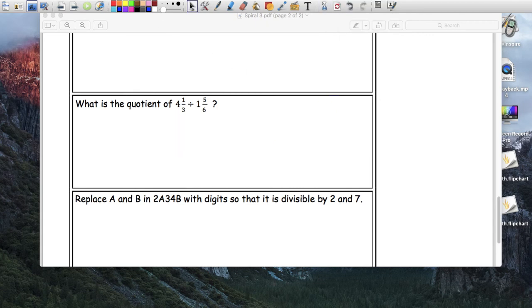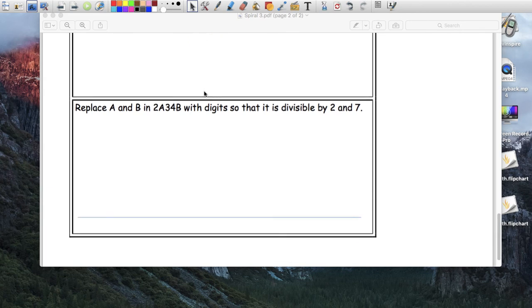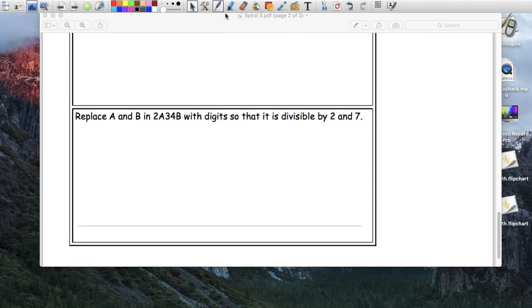And finally, our last problem. Replace A and B. So we have a number that looks like this. 2 blank 3 4 blank, with digits so that it's divisible by 2 and 7. To be divisible by 2, it has to end in an even number. And to be divisible by 7, we double the last one. Ugh, this, and ooh.